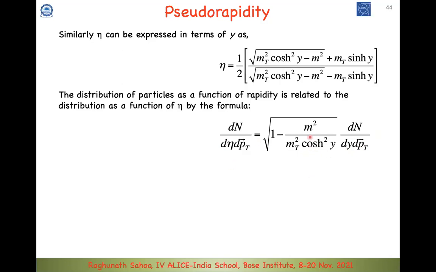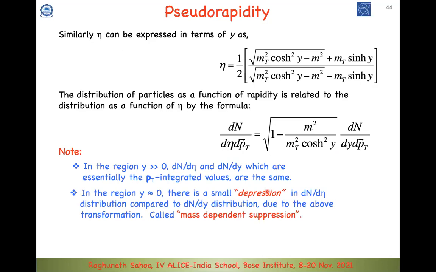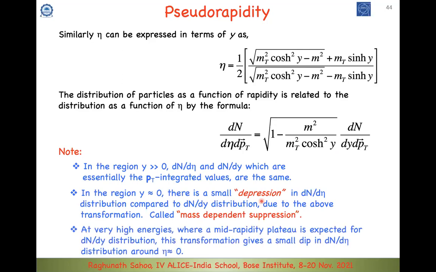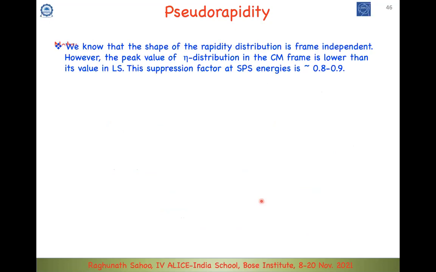As you can see, if your particle is massless, for example a photon, this term will be 1, the whole term will be 1, so there will be no distinction between pseudorapidity and rapidity for massless particles. For massive particles there will be a mass-related suppression at mid rapidity. At y going to 0, this term will be creating a depression in the spectra for dN by d eta. So that is called mass dependent suppression. I think I showed you, otherwise I can show you my plot somewhere.